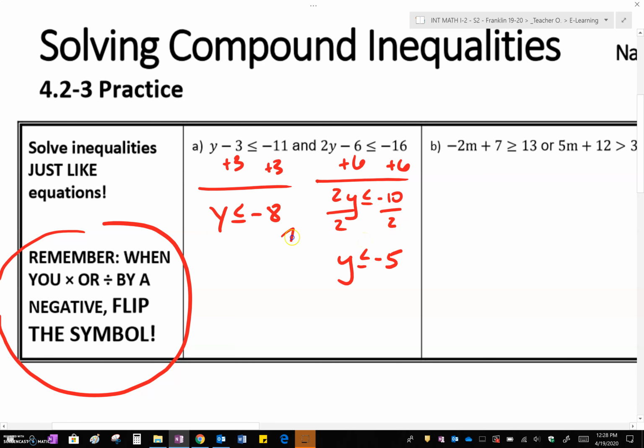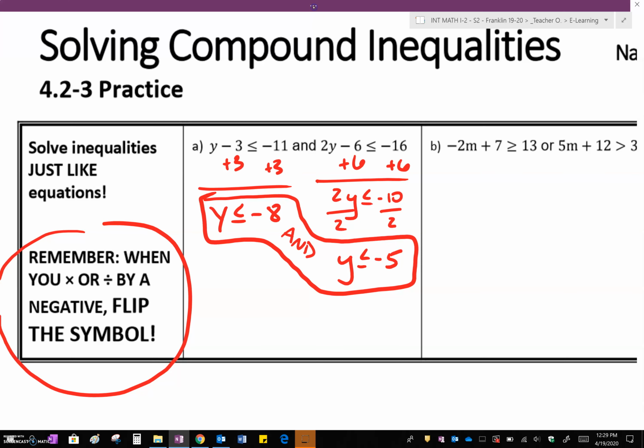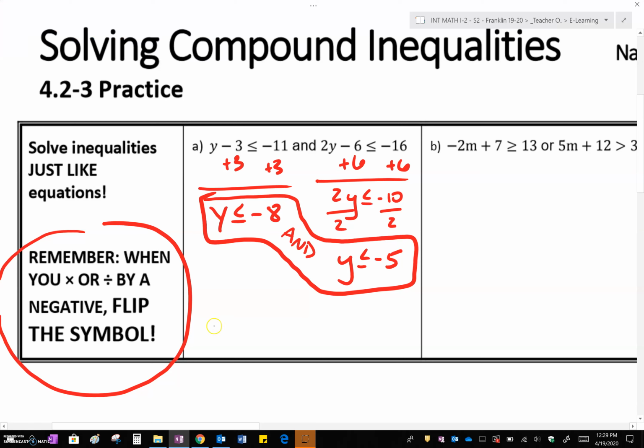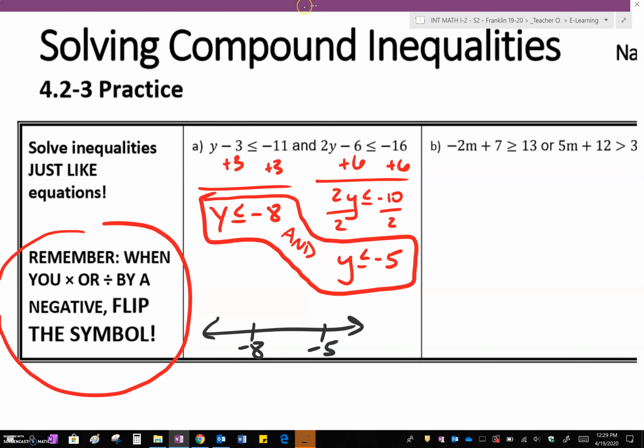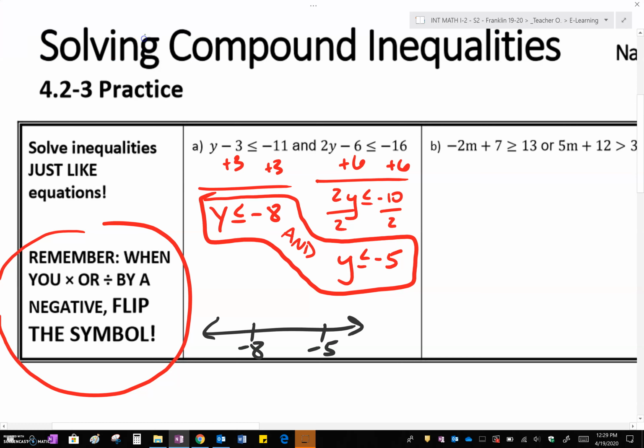And don't forget, this is an and inequality. So here's our solution. Here's our answer right here. y is less than or equal to negative 8, and y is less than or equal to negative 5. And we need to graph the solution. So let's put negative 8 and negative 5 on the line. It's an and, so we only graph the overlap.